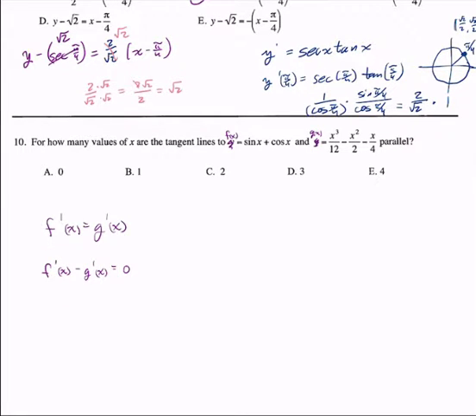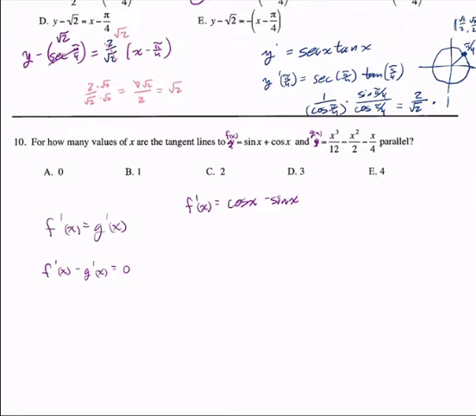Okay, so let's find the derivative of f first. I relabeled it just so I don't have to say function y and function y. I have function f and function g, so they have two different names. For f, the derivative would be cosine x minus sine x. I'm sorry, negative sine x. So just take the derivative of sine, and the derivative of cosine.